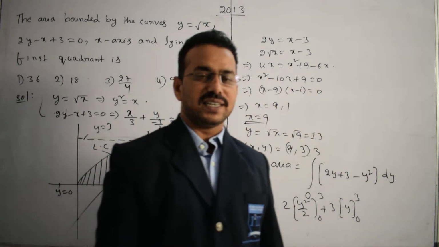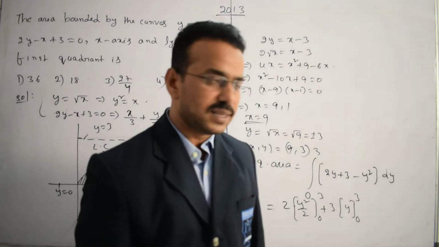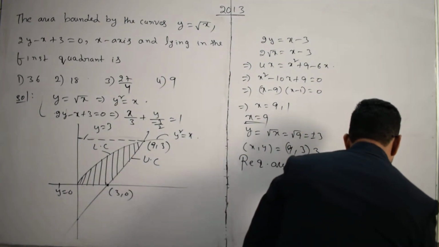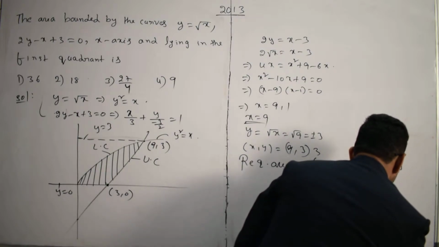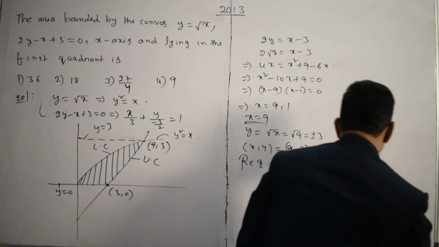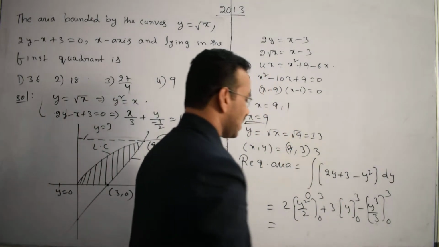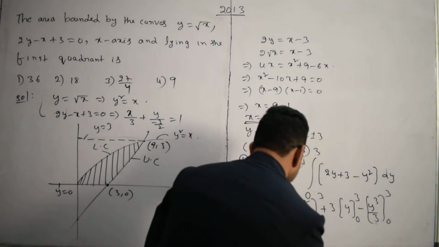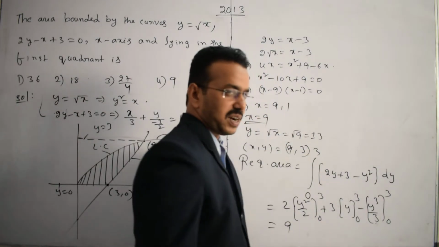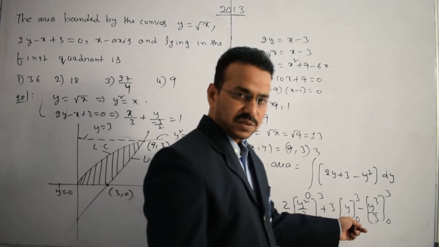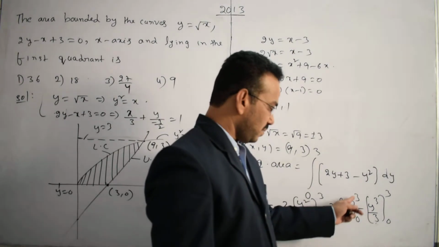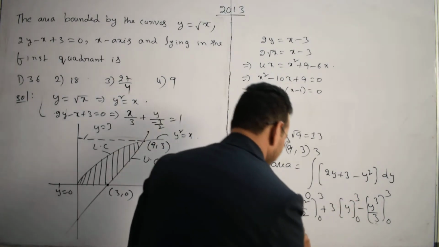Next, minus the integral of y square dy, which means y cube by 3, with limits 0 to 3. In the next step, the 2 gets cancelled. 3 square means 9. Here the lower limit is 0, so the contribution is nil. Here also, 3 into the upper limit 3, while the lower limit is 0: 3 minus 0 is 3, 3 into 3 is 9. Plus 9.